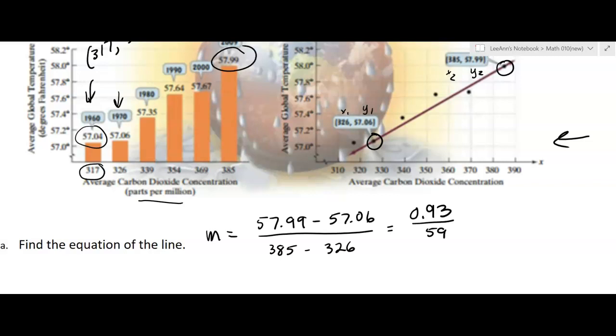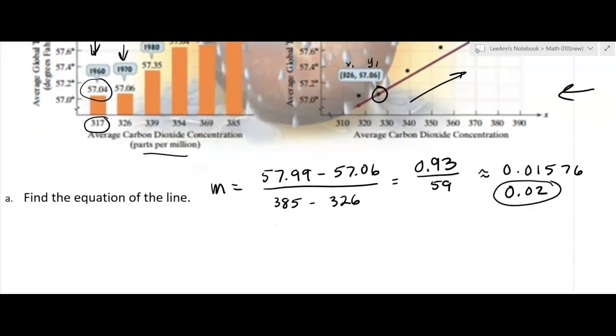And so I get 0.93 divided by 59. And I'm getting, well, it's about 0.01576. So we're going to round that off to 0.02. So we're going to use that for this slope, and it is positive. We're expecting it to be positive. It's an increasing function.